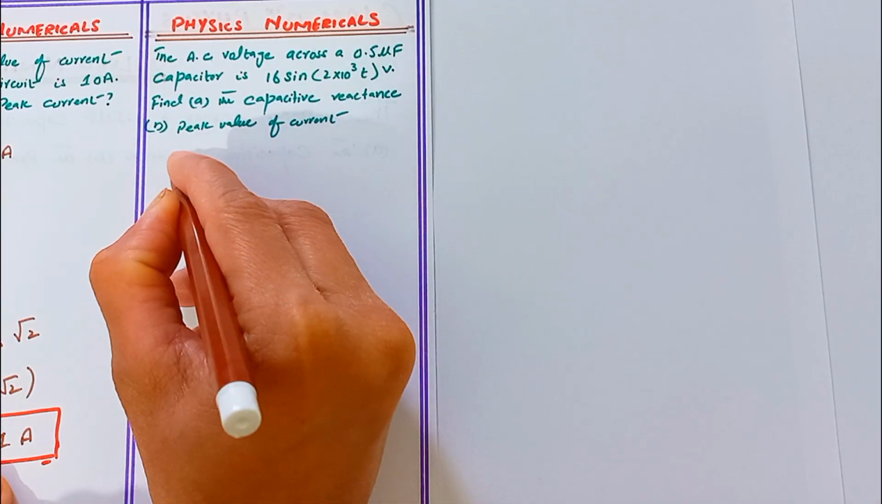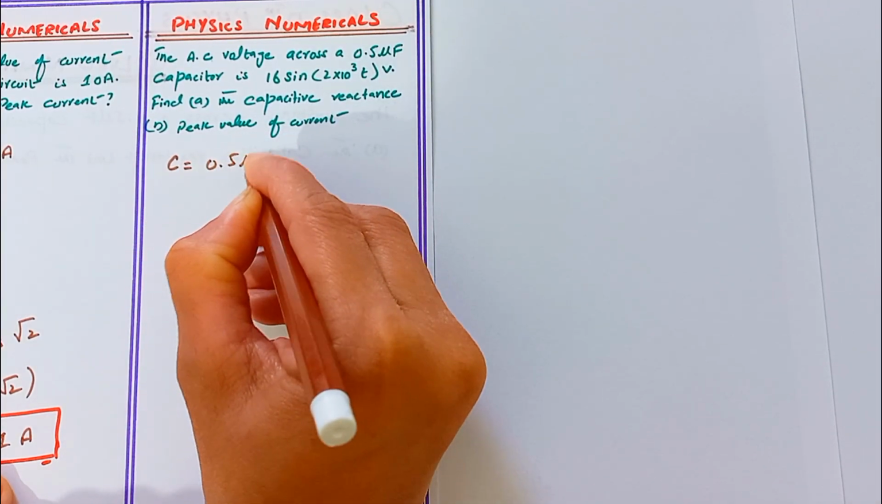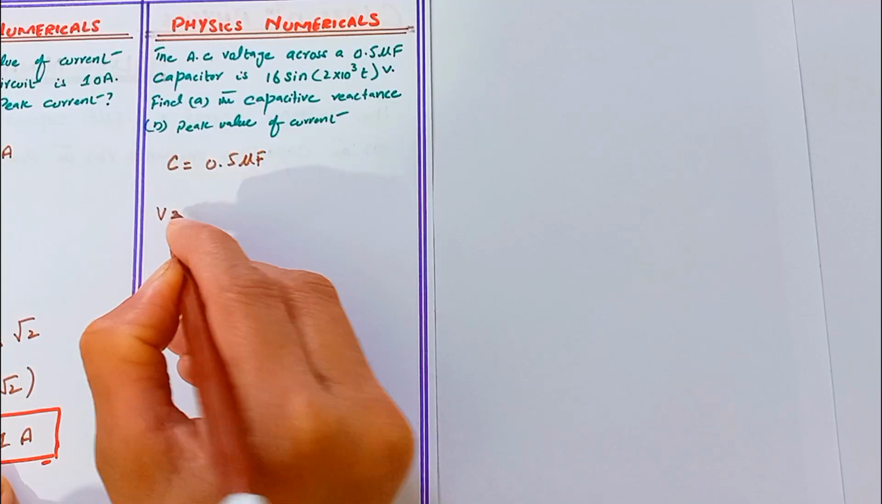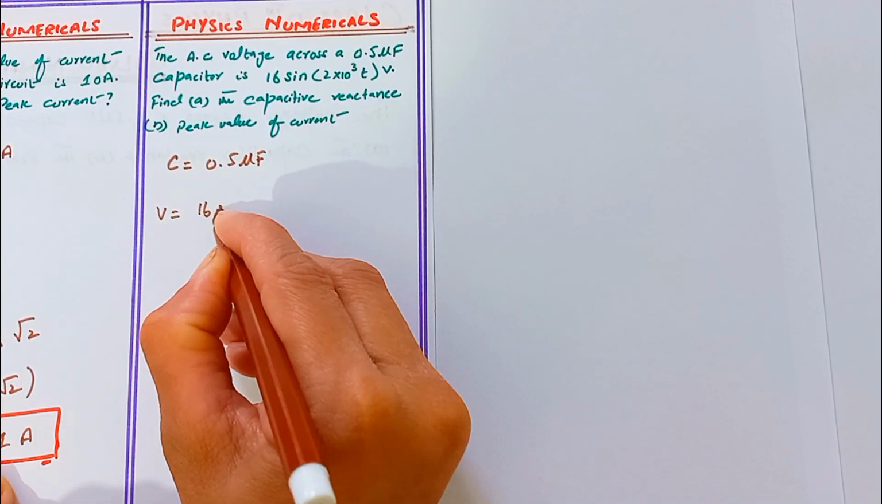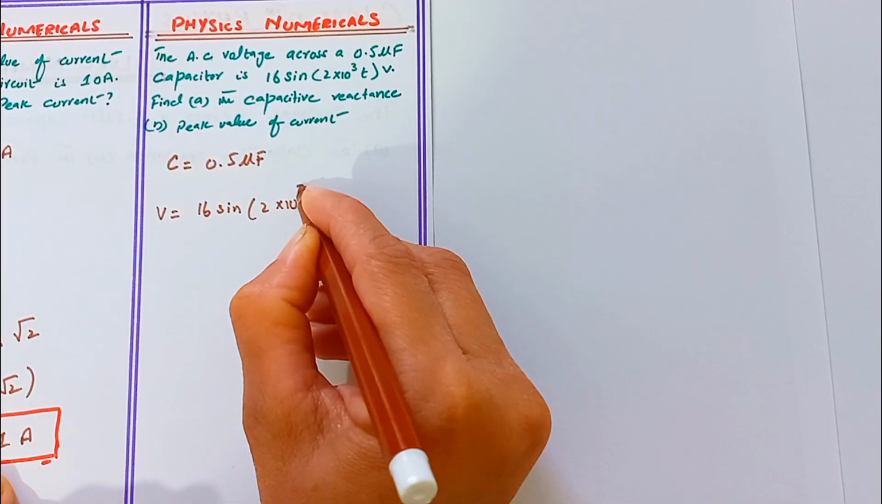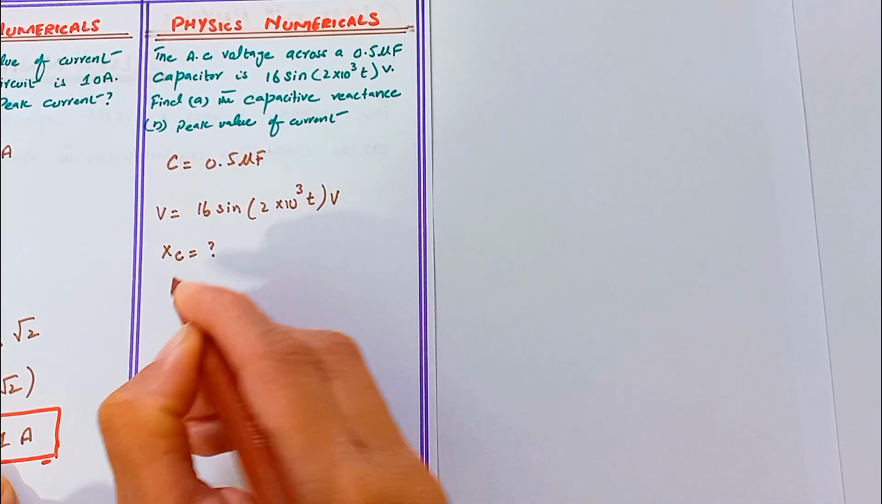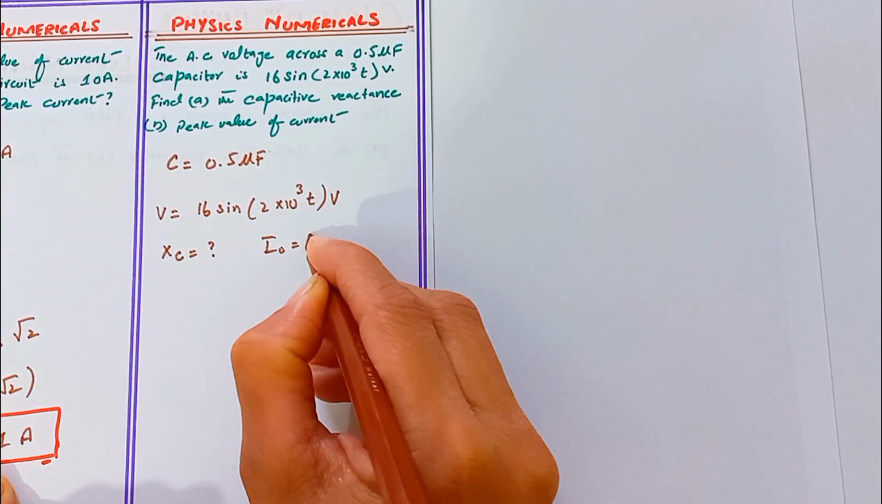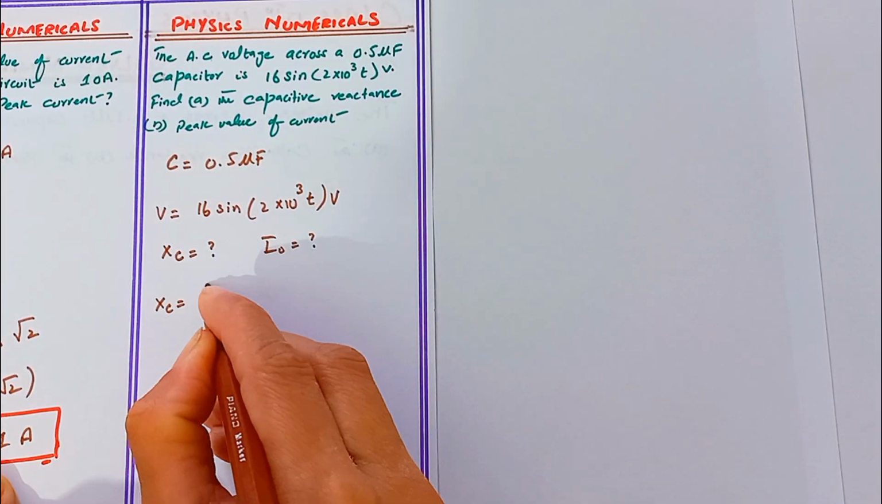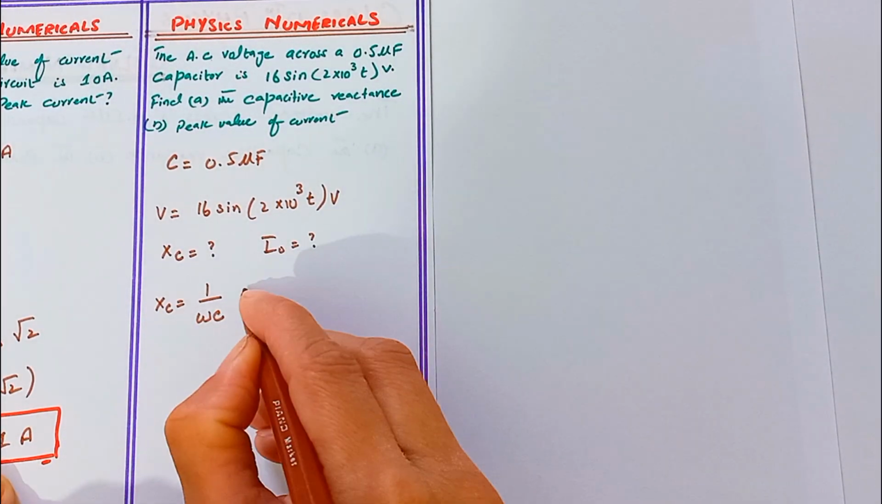Here the capacitor value is 0.5 microfarad and the AC voltage applied across the capacitor is 16 sin 2 into 10 to the power 3 t volt. First find the capacitive reactance, and second find the peak value of the current. So first we find the capacitive reactance. We know the formula of the capacitive reactance is 1 over omega C.